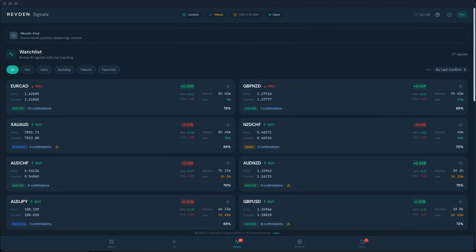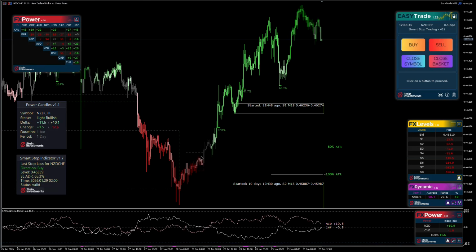Now we move to the chart. The indicators you see here are tools we've developed over many years for MetaTrader. They are not used to generate signals in REVDEN. They provide the technical structure that supports the analyzers behind REVDEN. REVDEN tells me where to focus. The chart helps me decide how to trade.